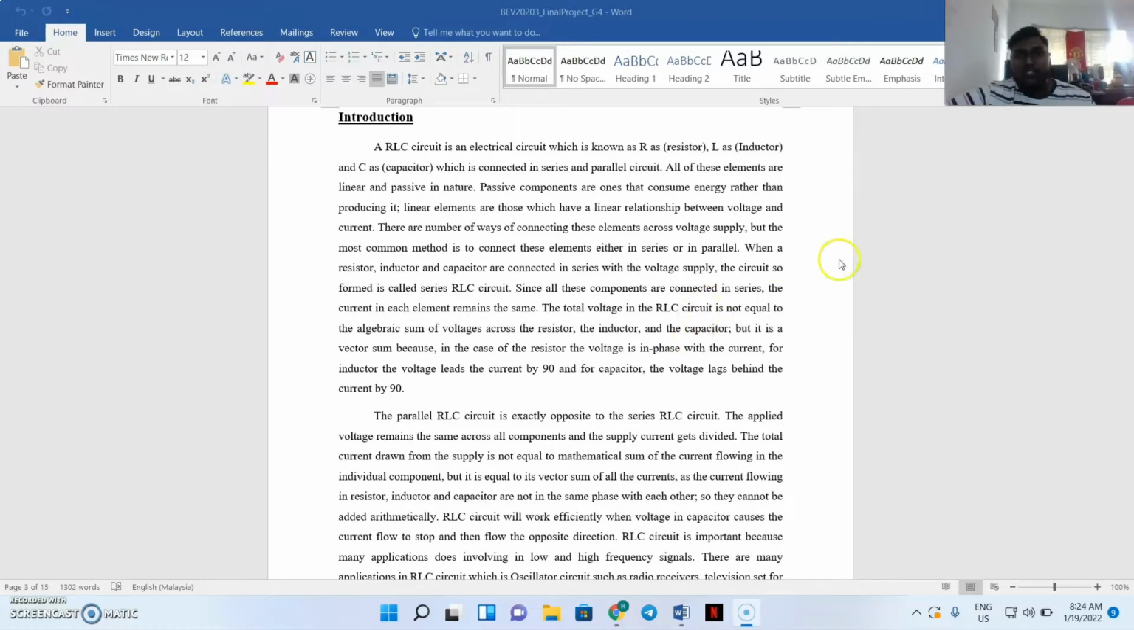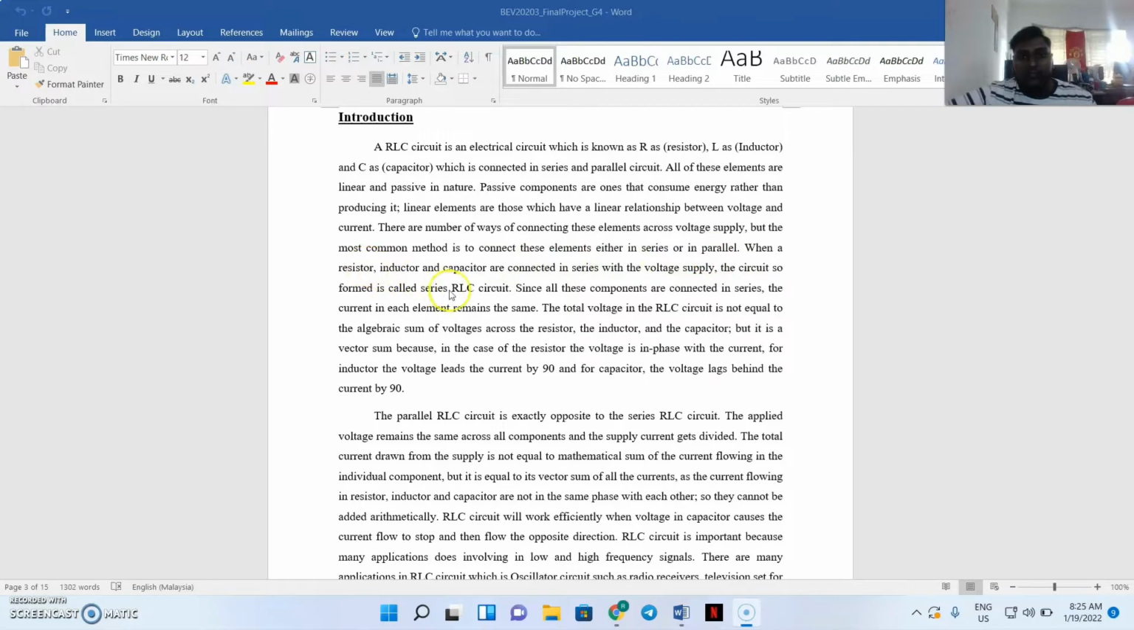So, first of all, what is RLC? An RLC circuit stands for R as resistor, L as inductor, and C as capacitor, which can be connected in series and also parallel. All the elements are linear and passive in nature. There are many ways of connecting these elements across the voltage supply, but the most common method is to connect them either in series or parallel.